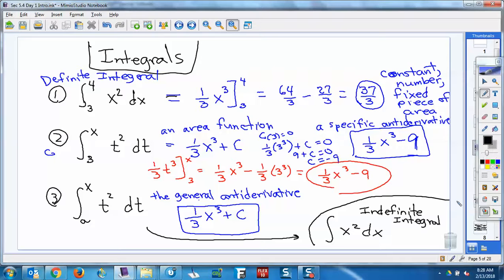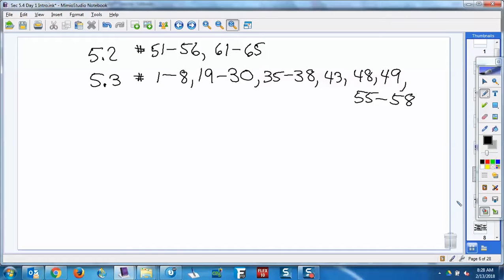Okay, so the quiz tomorrow is going to be mostly this stuff right here. Something about an area function, maybe with your free initial condition. We've been working on that, and of course we've been working on this a little bit, too. All right, so, homework questions.